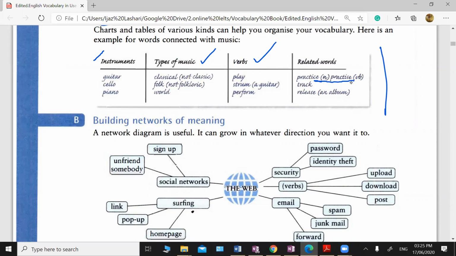Like you release an album or music or a song or something like that. So the idea is you can create some kind of chart like this, and you can put these words in that kind of order. So that will help you see that these are nouns or these are verbs or what are the different instruments or tools or something like that.